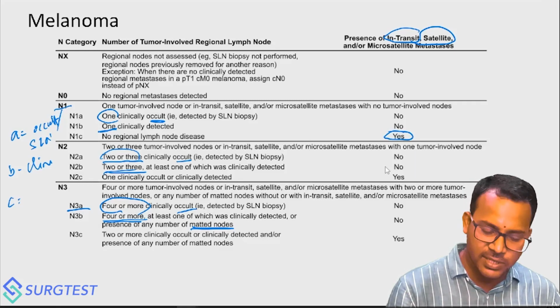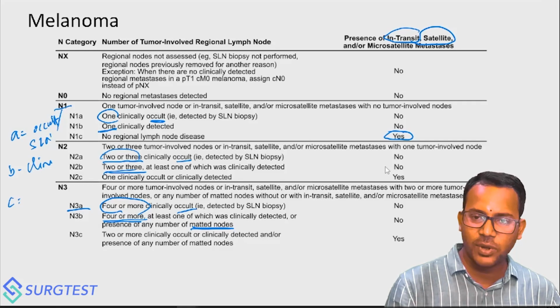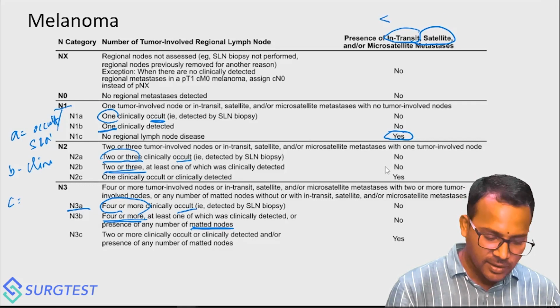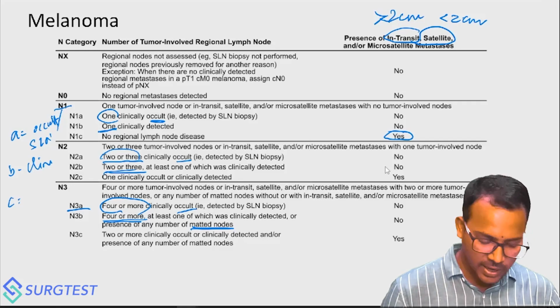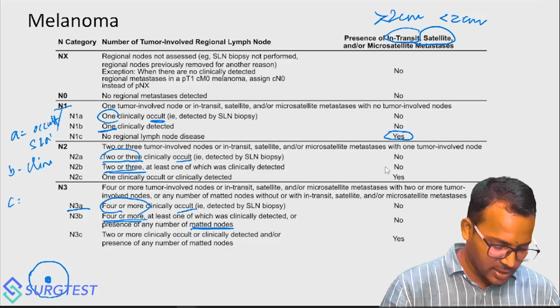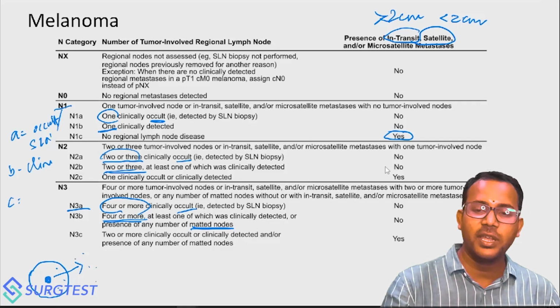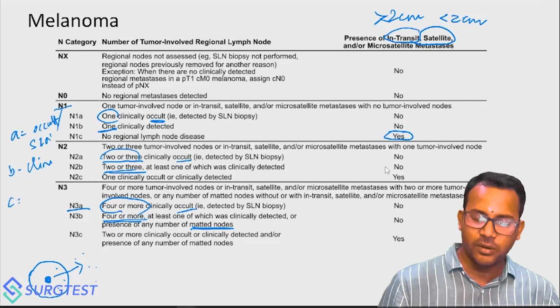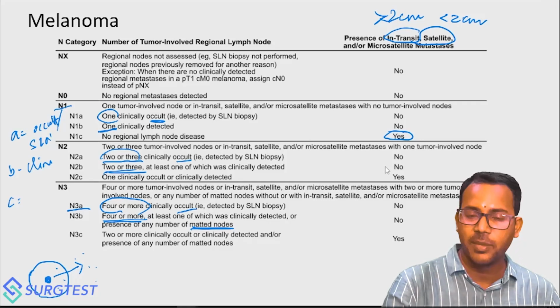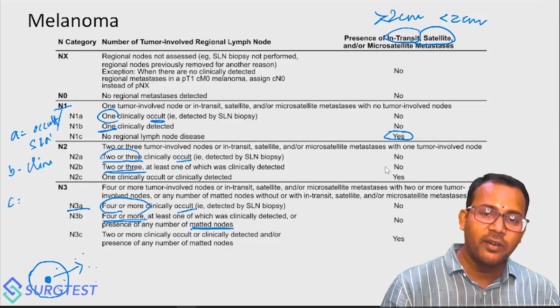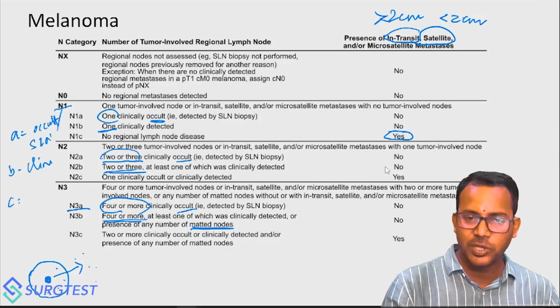A satellite lesion is a lesion which is within 2 centimeters, and an in-transit lesion is one which is beyond 2 centimeters of the index primary lesion. Sorry, satellite is less than 2 centimeters radius, and in-transit is more than 2 centimeters radius. Let us say you have a single melanoma; within 2 centimeters range, any other lesions are satellite lesions. Beyond 2 centimeters range, any other lesion of the same malignant melanoma, the tumor deposits of the primary melanoma in the skin, are called in-transit lesions. So if you have these in-transit or satellite lesions in the absence of a lymph node, it is N1C.